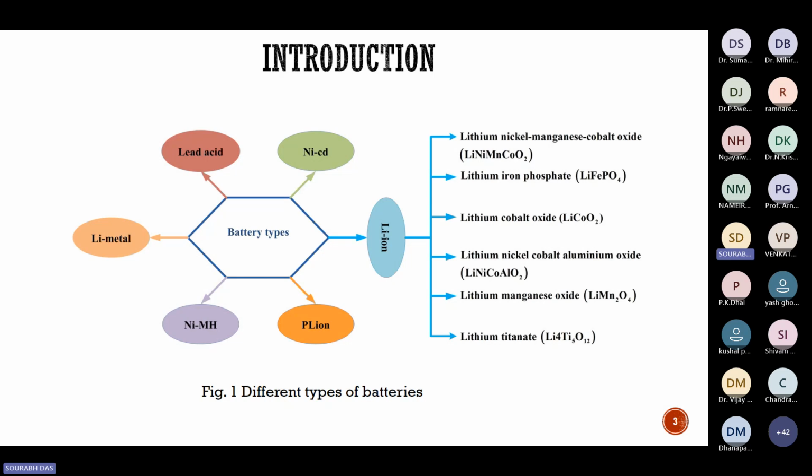So what is basically used nowadays in EV applications is the lithium iron phosphate. As lithium iron phosphate battery has a better thermal stability, long life cycle, and it is safer, but it has slightly lower energy density. So this is the overview of the different types of batteries.